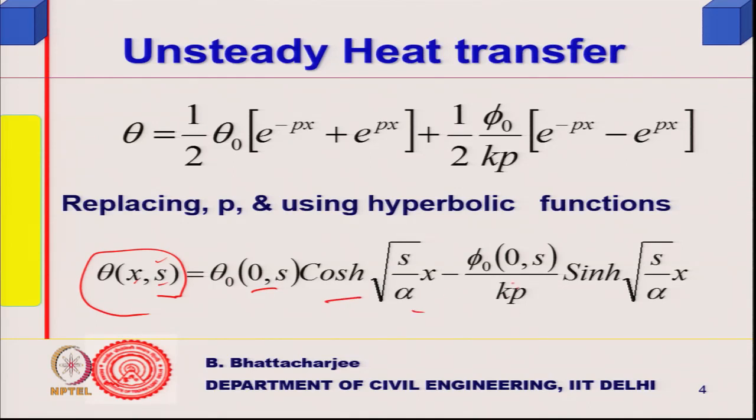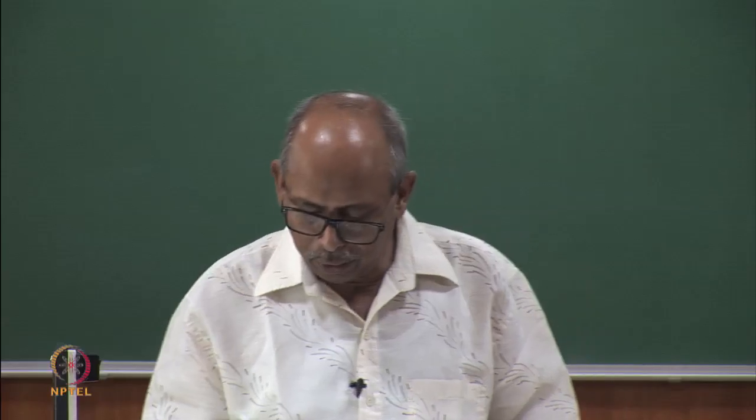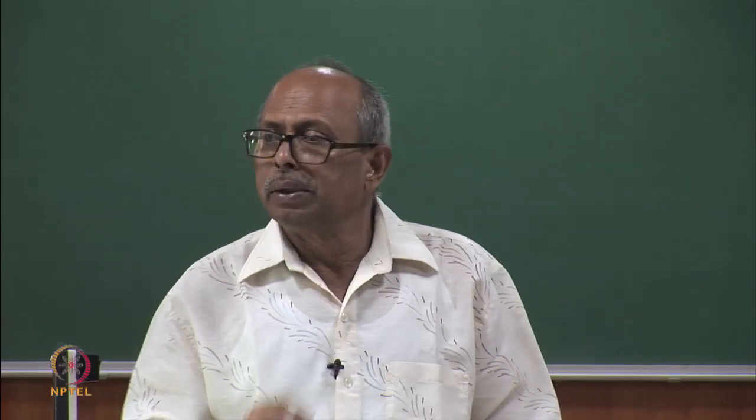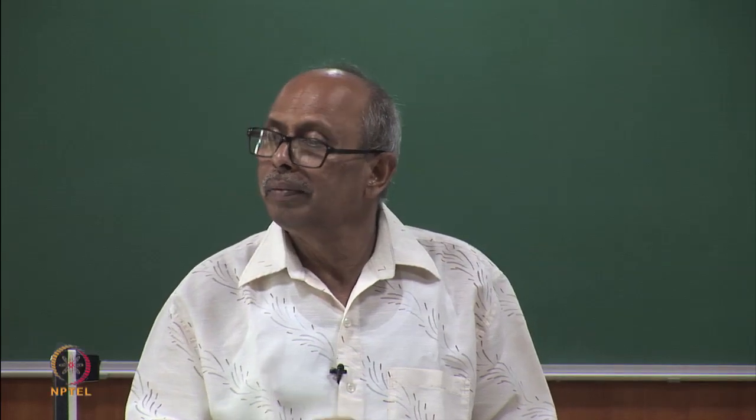Cos hyperbolic s by alpha minus phi at x equals 0, because phi 0 corresponds to x equals 0, sin hyperbolic. So this is how it is. We have just written sin and cos hyperbolic, replaced these terms by cos, and got back the p again, under root s by alpha. Now similarly I can do for phi.